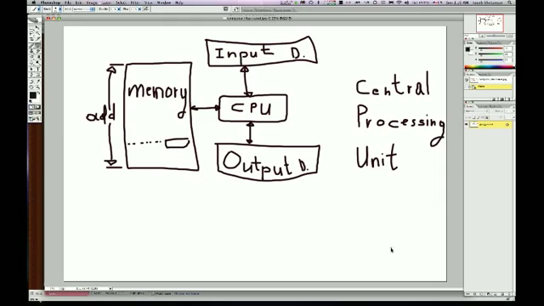Hi, today we'll talk about programming in our computer science lesson number 6, part 1.